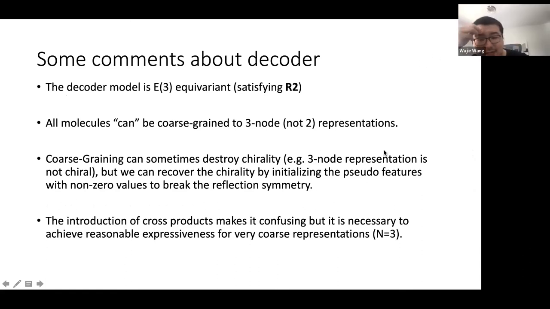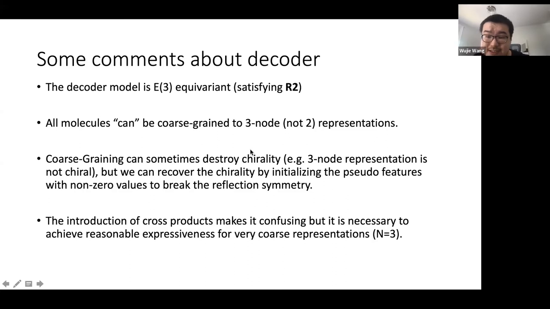And then there's some general comment about how coarse we can go. In our framework, for any molecule, no matter how big it is, even tens or hundreds of thousands of atoms, it's possible to coarse grain. It's always possible to coarse grain your molecule into 3 beads and go back. How to go back might be very, very challenging, but at least a three-node representation of any molecule could be mapped back to the original fine-grain representation. So three is actually the limit.